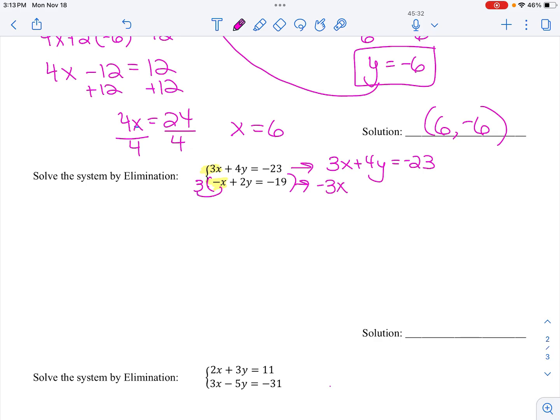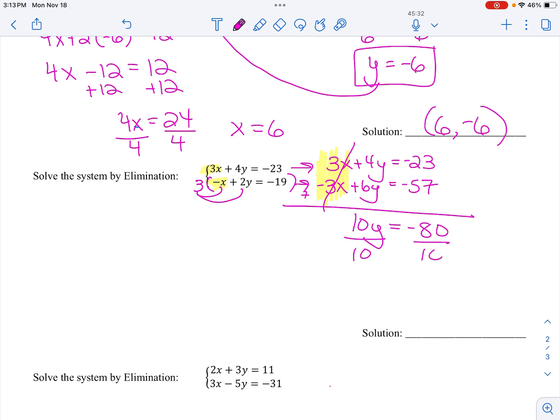The bottom equation now is a -3x. 3 times 2 is a positive 6y, and 3 times 19 is -57. Again, I know I did well because these are opposites. One was already a negative, so I just needed to do that little piece. If I add down, I'm getting 10y equals -80. Divide by 10, y equals -8.